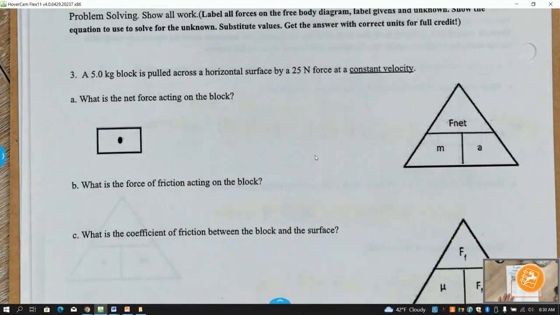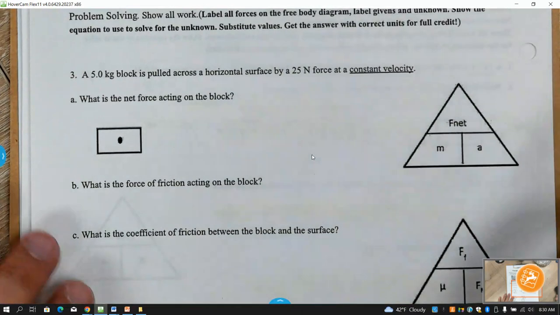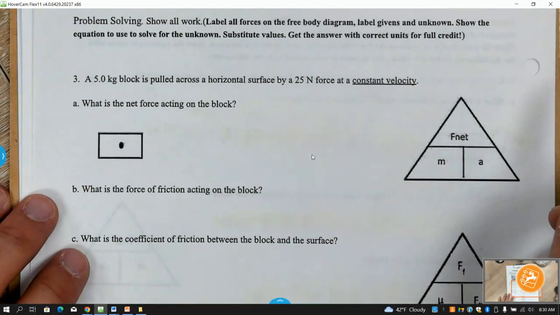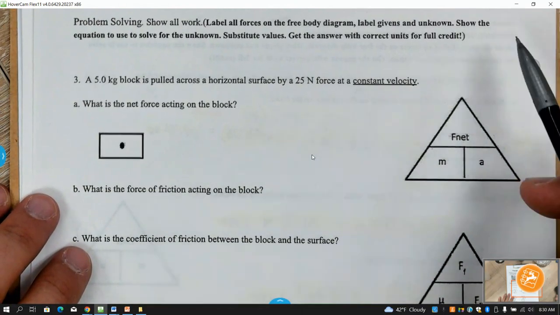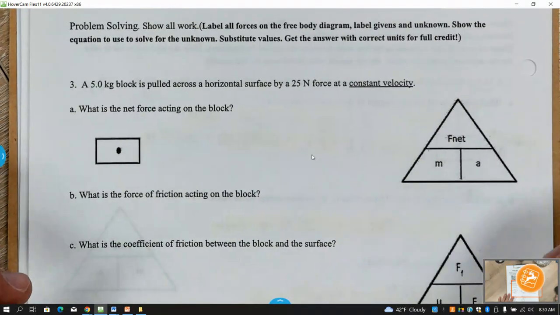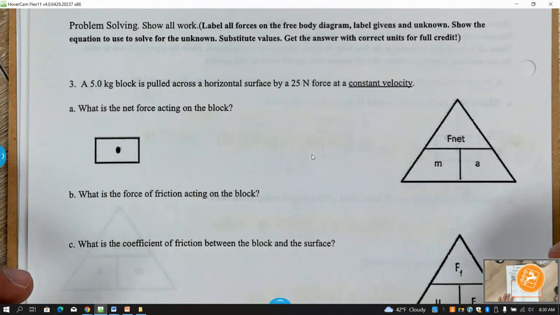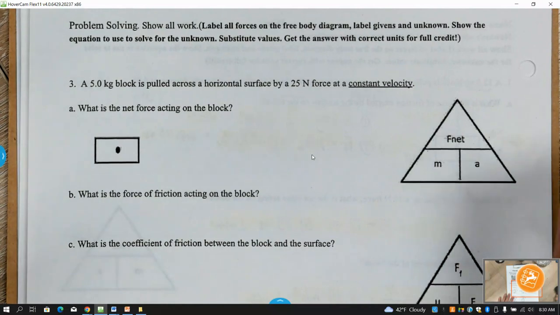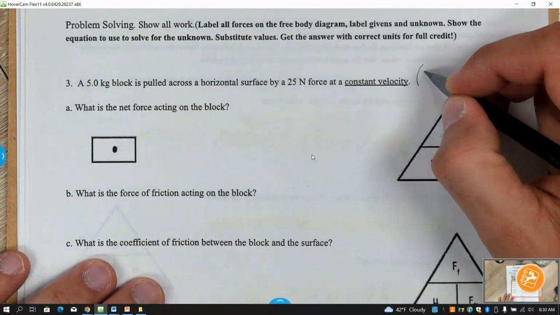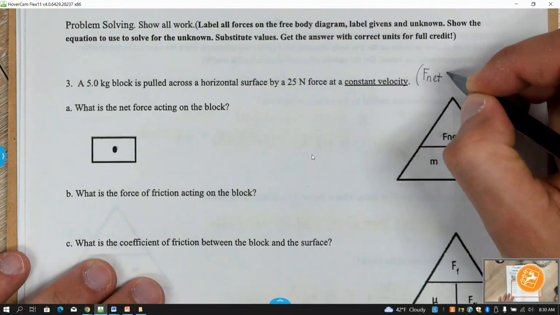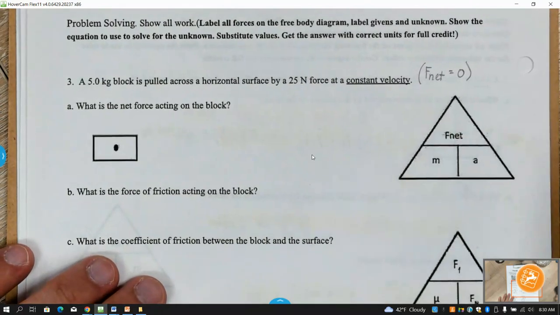Now the next one. We have a 5 kilogram block pulled horizontally across the surface by a 25 Newton force at constant velocity. So this tests our knowledge back for Newton's first law. If there are balanced forces on an object, is there going to be any change in the object's motion? No, it has to be an unbalanced force to cause a change in motion to an object's inertia. So I'm just going to add this little piece here, constant velocity means the F net is equal to 0. That will be important.